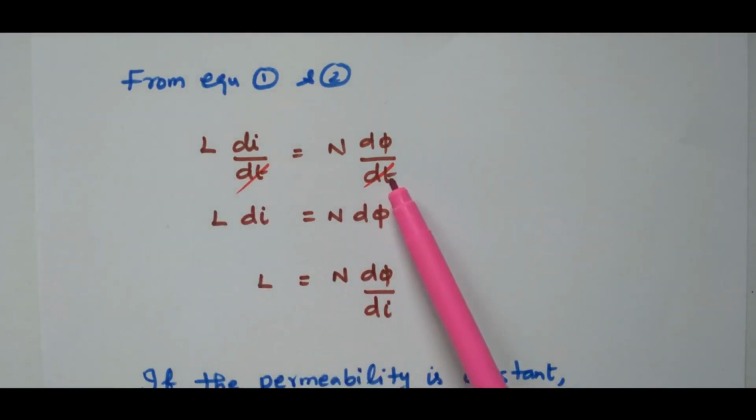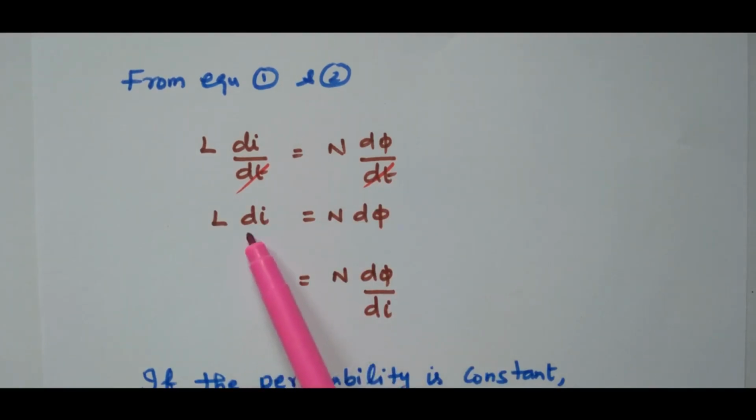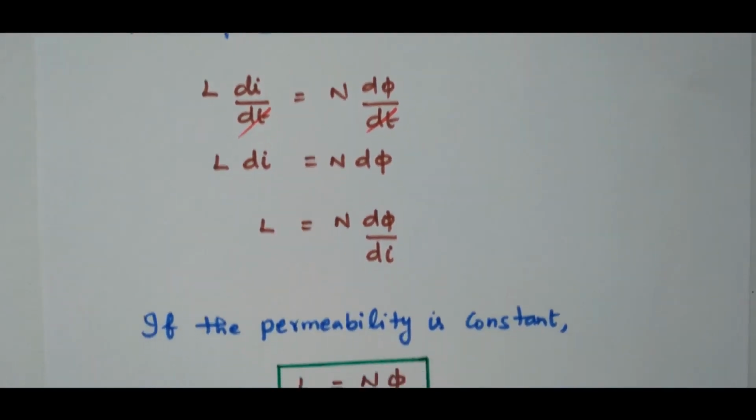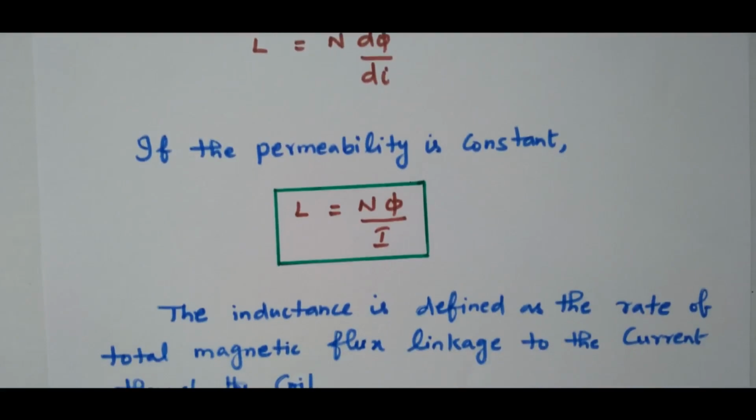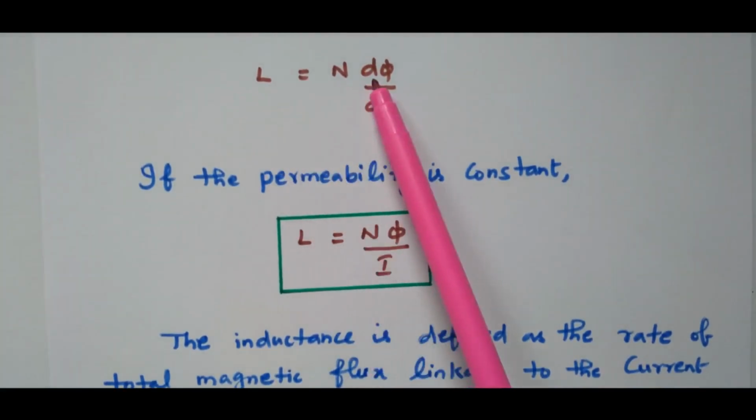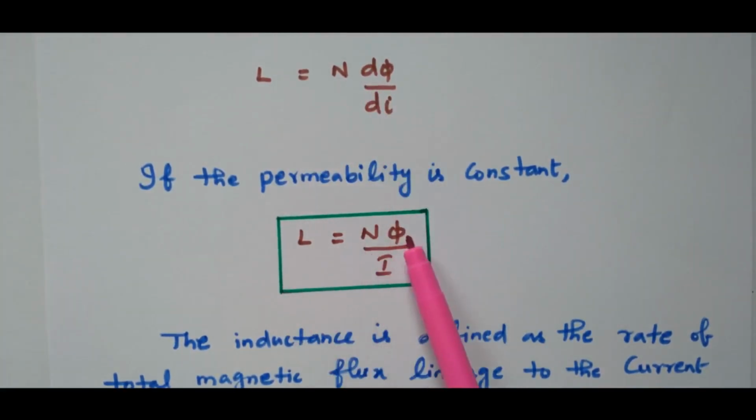So, this dt got cancelled. L di equal to N dφ. From that we can write L equal to N dφ/di. Right, L equal to N dφ/di. If the permeability is constant, what will happen? This equation becomes L equal to Nφ/I. The inductance equals the number of turns times flux divided by current. L equal to Nφ/I. This is the expression for self-inductance.